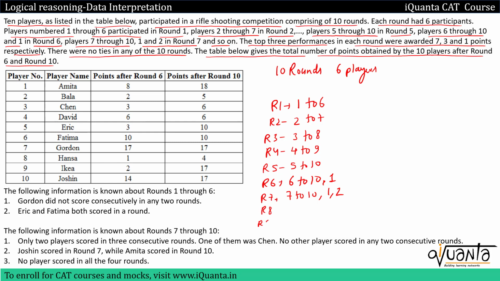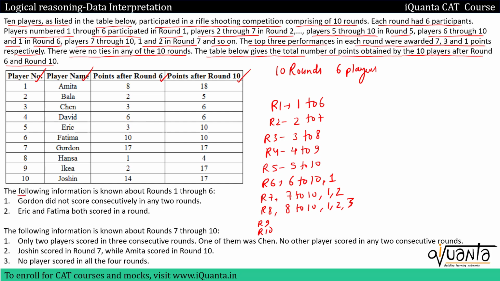So we'll have round 8, round 9, round 10. In round 8, 8 to 10, that means 8, 9, 10, and then players 1, 2, 3. And so on. These will be the players playing in all these rounds. We have been given a table over here. We have player number, player name, points after round 6 and points after round 10.